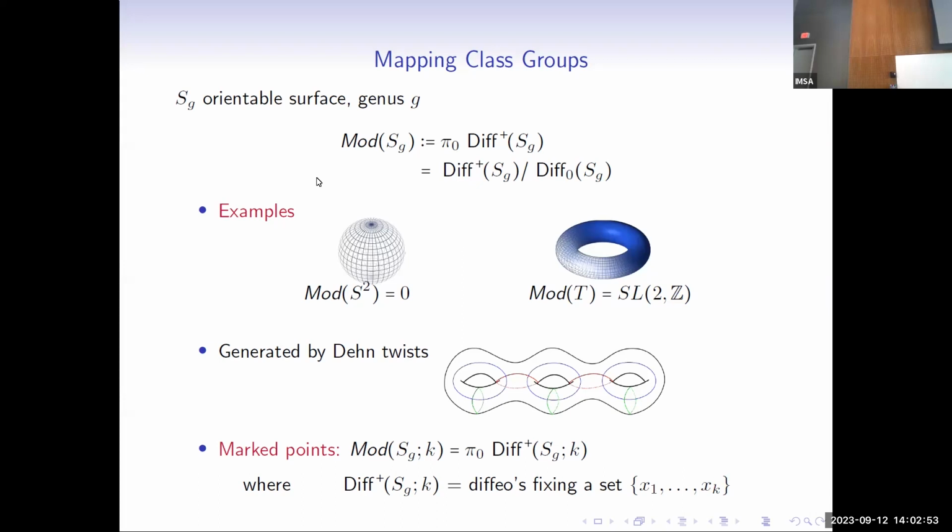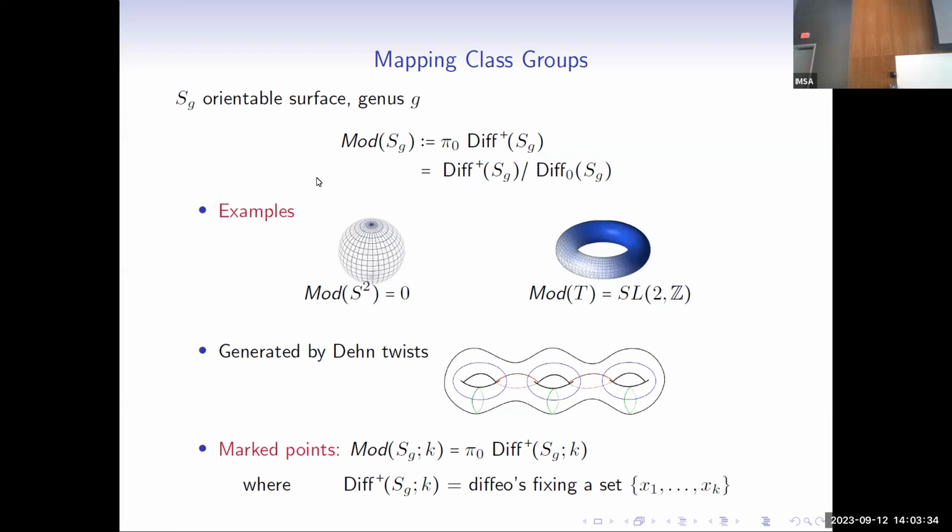Here I have a couple of examples. The mapping class group of the two-dimensional sphere is trivial, meaning that the orientation preserving diffeomorphisms of S^2 are connected, and thus Diff is equal to Diff_0. And in the case of the torus, we know that the mapping class group is the classical modular group. That's the reason for the notation in every surface.